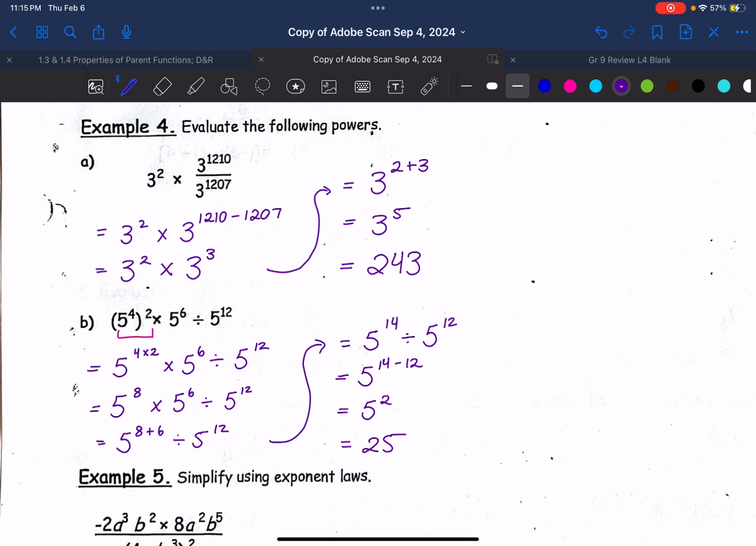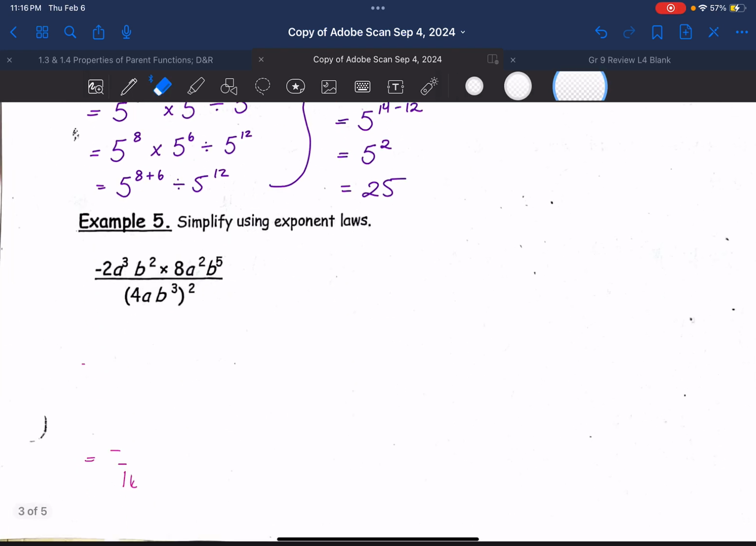That means the answers are going to get bigger. And again, it might not even fit on your calculator screen. So this is why exponent laws are so much more worth it, essentially.